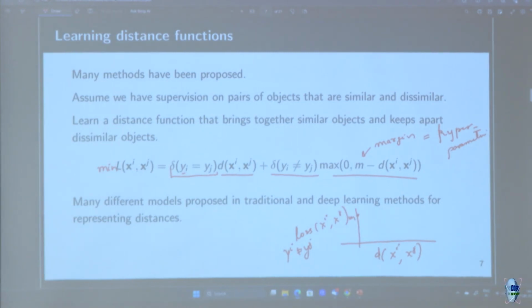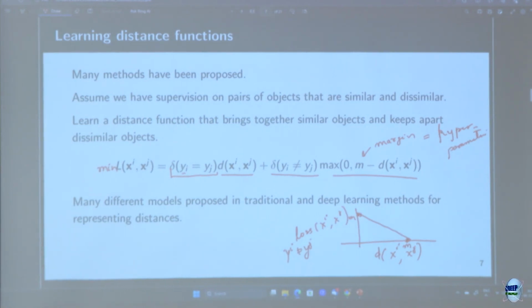As you increase the distance, the loss drops, right? At what point of distance does the loss become 0? M. So when the distance is m, the loss has become 0, and otherwise the loss is a linear function of distance. So we can join these two points, and this is the loss. As you learn the distance function, if it puts dissimilar points very close together, then the loss will be high, but after you have put the dissimilar objects at least m distance away, then the loss is 0. You don't care whether you go further than that or not.